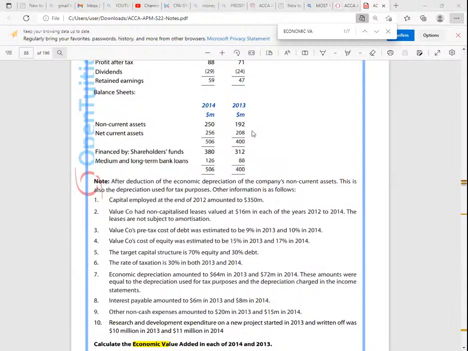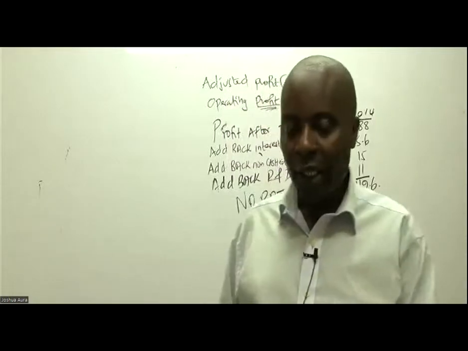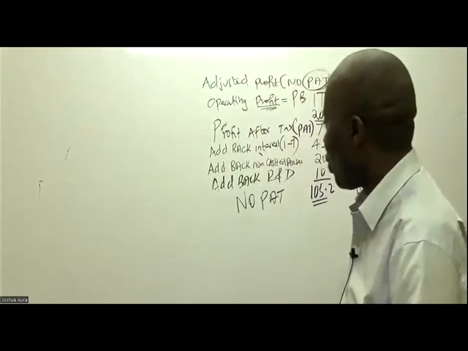Why? You know, I have 2013. So it means that this capital employed at the end of 2012 is the beginning balance of which year? 2013. So now he wants me to use this approach. This is quite technical, but I'm sure my students will be able to appreciate this.